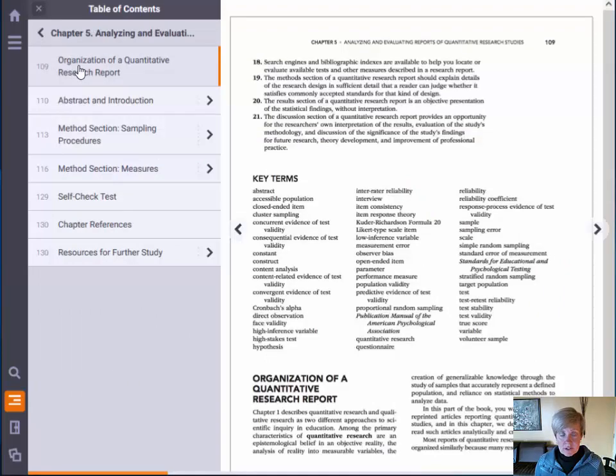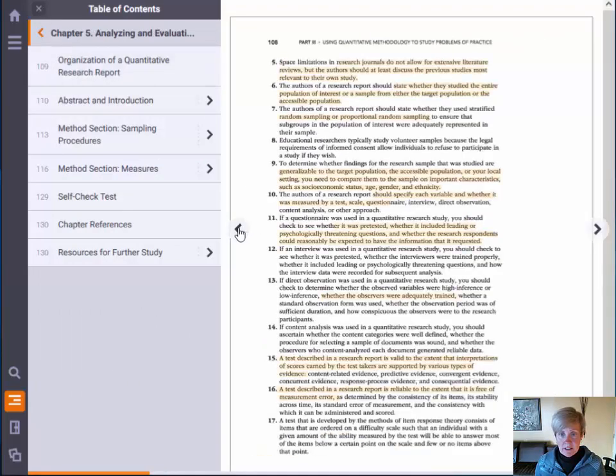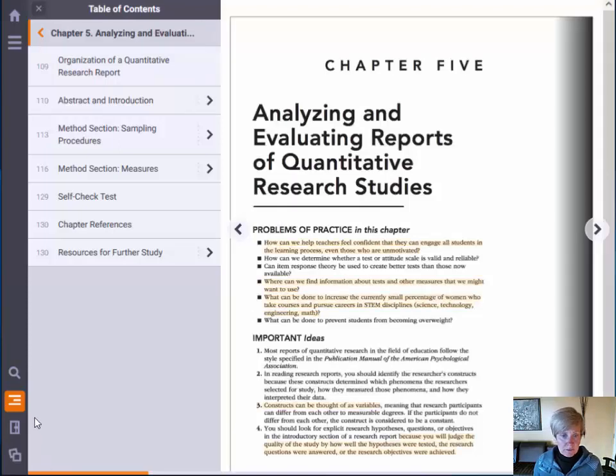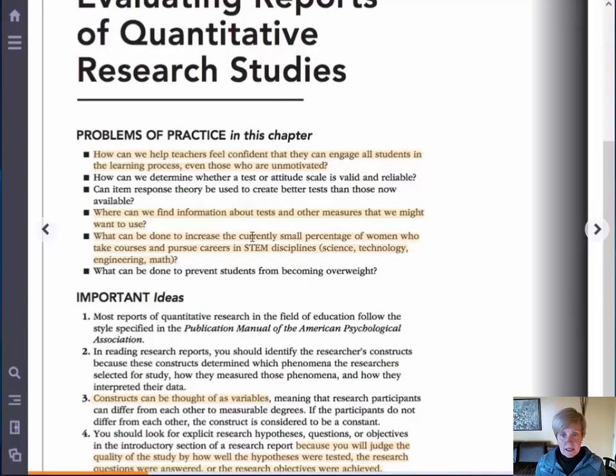So let's go back then to the first page, right at the beginning of chapter 5. I highlighted a few things here. Let's make this a little bit bigger. They always start, as you know, with the problems of practice to try and get you interested in the content. So I've highlighted ones that I thought were really interesting here. It talks about unmotivated learners.